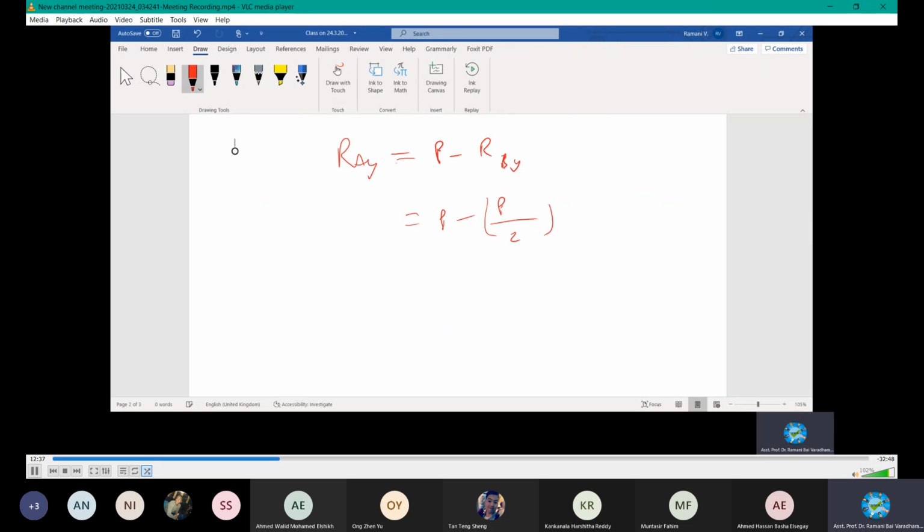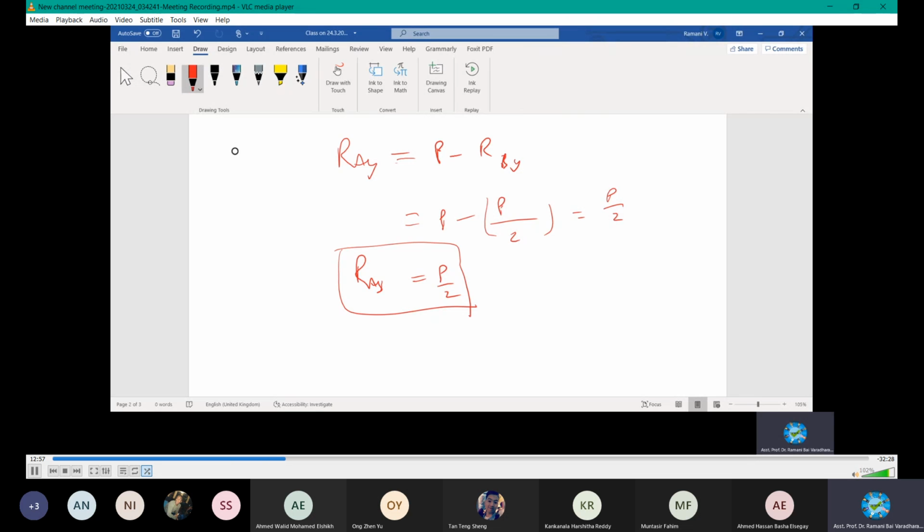You end up with positive P by 2. So your RAY is equal to P by 2. Very simple. Both reactions are found already. We've got the reactions, and we can plot them. We can find the maximum bending moment also.